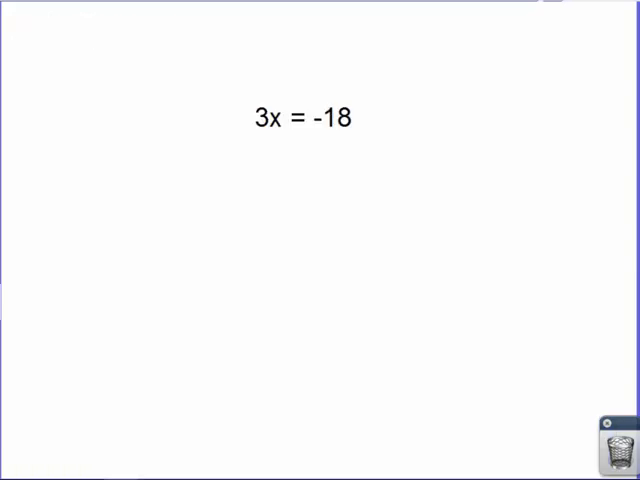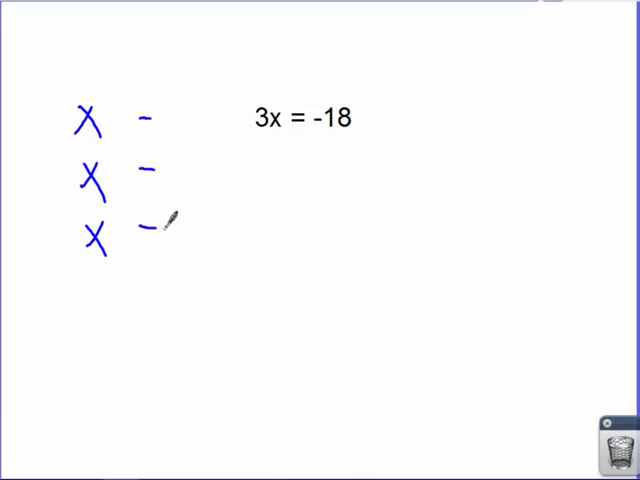So what if I have a multiply problem? Well, we know in multiply and divide, instead of add the opposite, we do the opposite. So in this one, I've got 3 x's, and I've got negative 18 things that I have to divide out amongst them. If I were to actually divide them out, I've got 18 negatives.